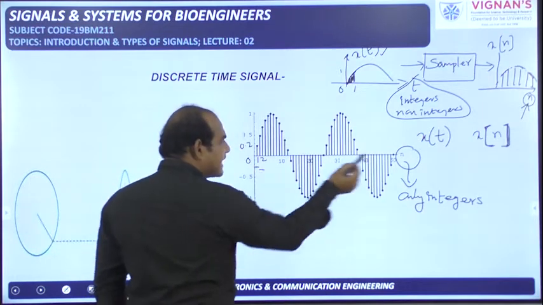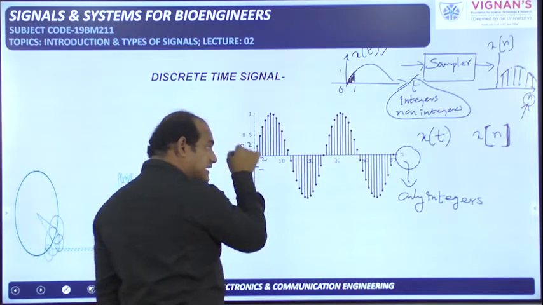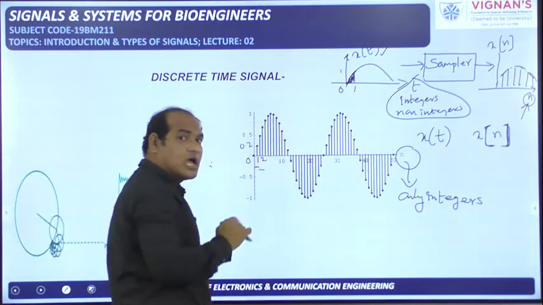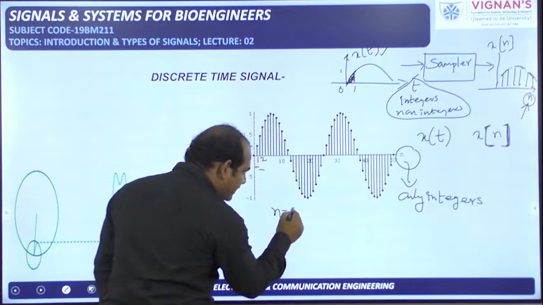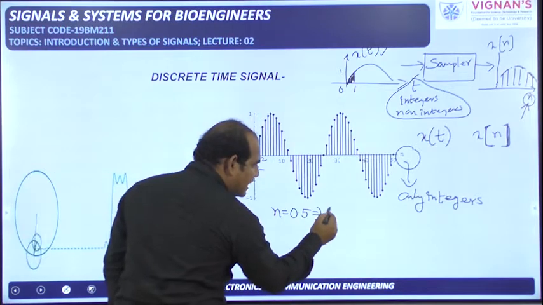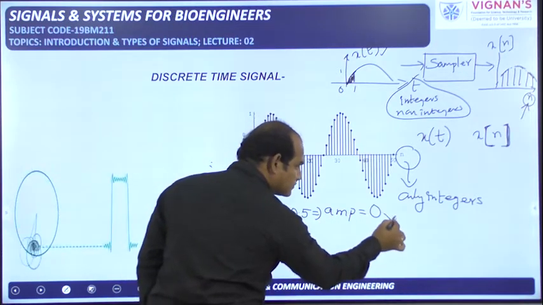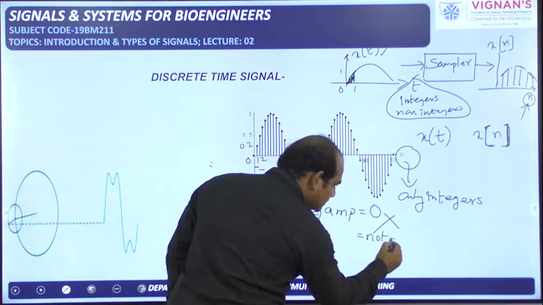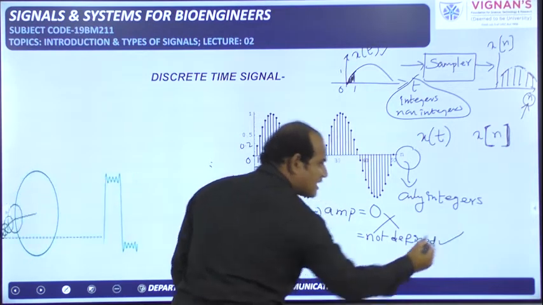Okay, here at n equal to 0, the amplitude is 0, like this we have to represent. That is indicating at n equal to 0, the amplitude of this particular signal is 0, but in between 0 and 1, for example at n equal to 0.5, what is the amplitude of this particular signal? You should not tell 0. It is the wrong answer. The amplitude is not defined. This is the correct answer.